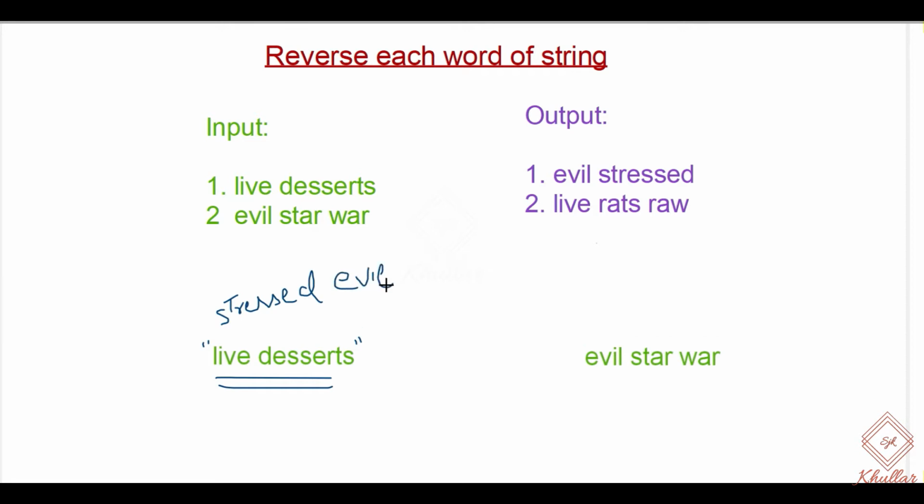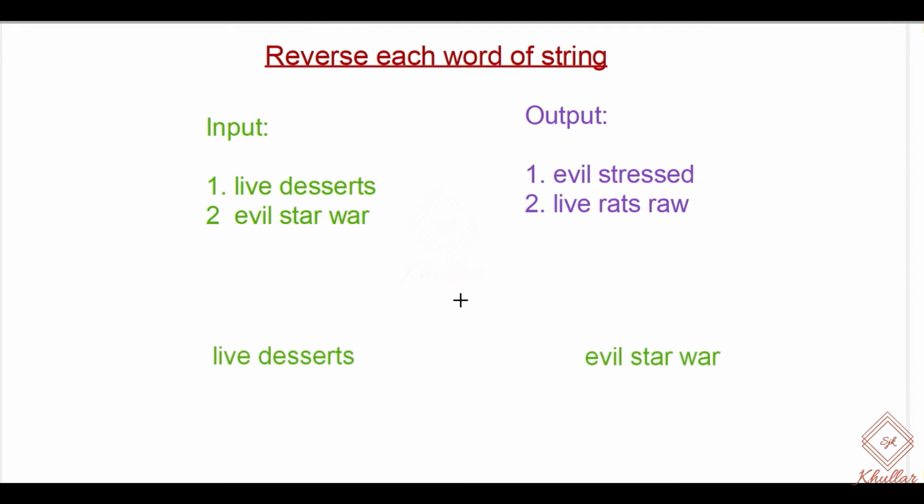The output would be "stressed evil", right? But we don't want this output. We want the output as "evil stressed". So the methods of JDK classes directly do not solve the purpose here. So we have to do some trick here, right?